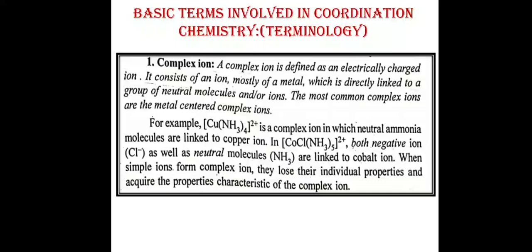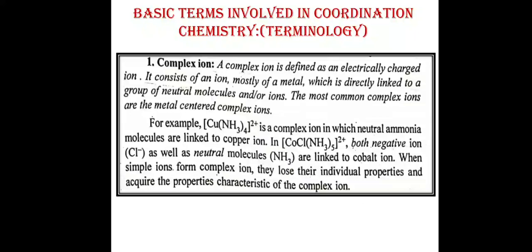A complex ion is an electrically charged ion which consists of an ion, mostly a metal, directly linked to a group of neutral molecules or ions. The most common complex ions are metal-centred complex ions. For example, in this copper complex, the copper metal is attached to neutral ammonia molecules. In the second example, the metal cobalt, that is Co2+, is attached to a negative ion, Cl-, as well as a neutral molecule, NH3.